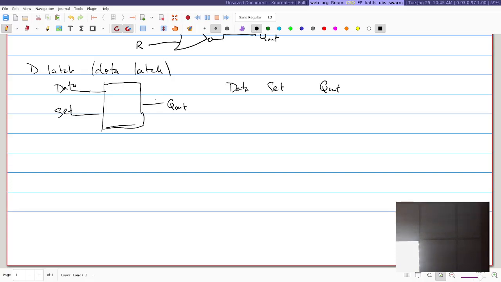So, in particular, if set is 0, then Q out is Q in. If set is 1, I don't even have to write this, right? That's the idea. If set is 1, then Q out becomes whatever data currently is.